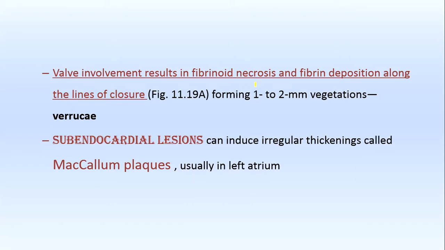Valve lesions can result in fibrinoid necrosis and fibrin deposition along the lines of closure. If the lesions are produced in the subendocardium, small irregular thickenings are produced, and these are known as MacCallum plaques. This change is mostly seen in the left atrium.